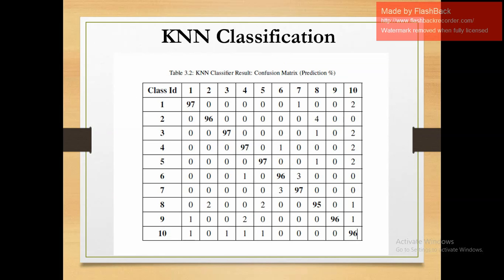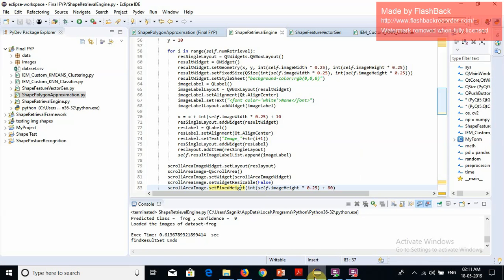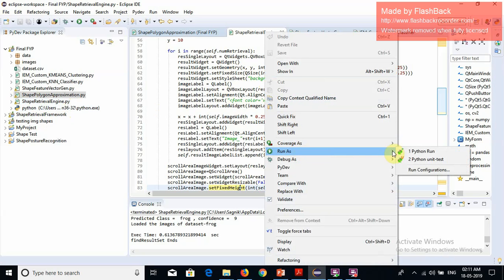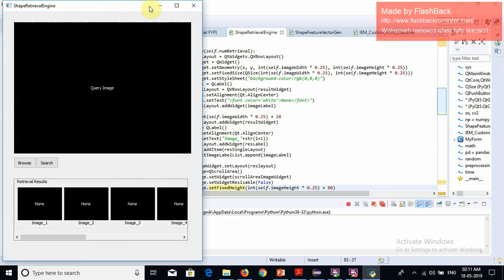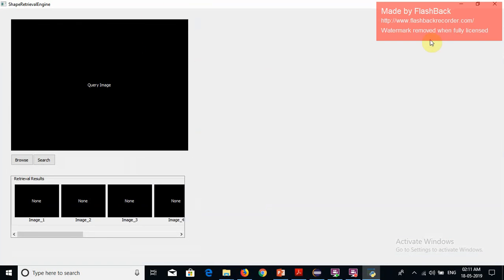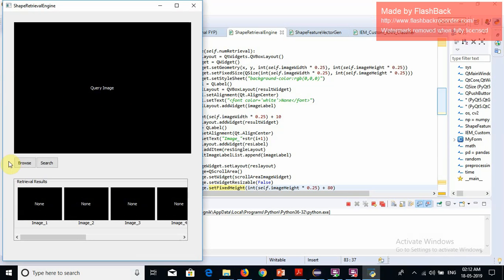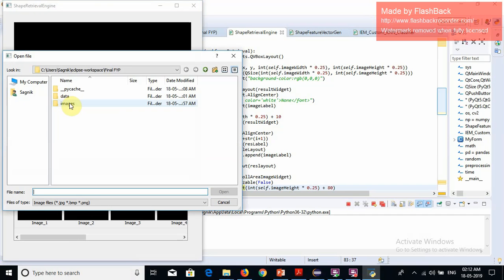So now it's time for us to see how the actual code works. Let us check the code. This is our main class, shape-retrieval engine.py. Let us run this code to see the output. Just a minute, it's taking some time, and here it comes. This is our graphical user interface. Here we can give the query image. We can just browse an image.